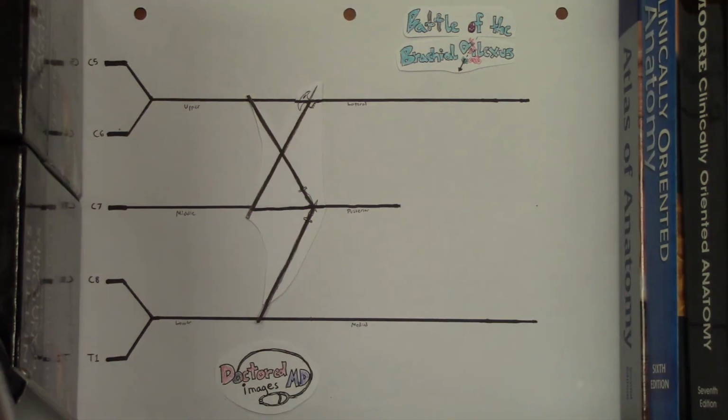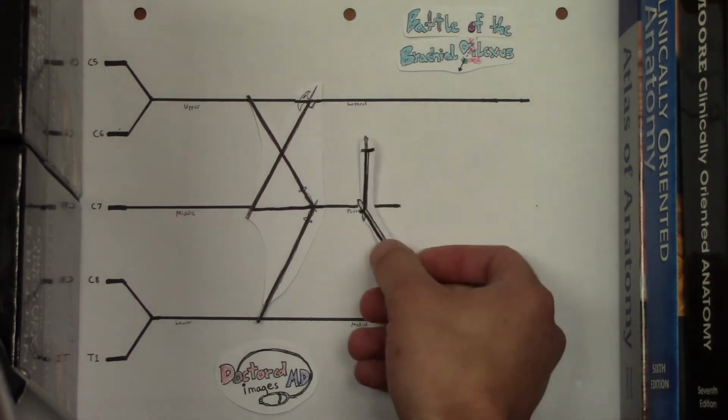So now I reach the part we really care about, the branches. The posterior cord splits into two branches, the axillary branch and the radial branch, which we will soon come back to later.